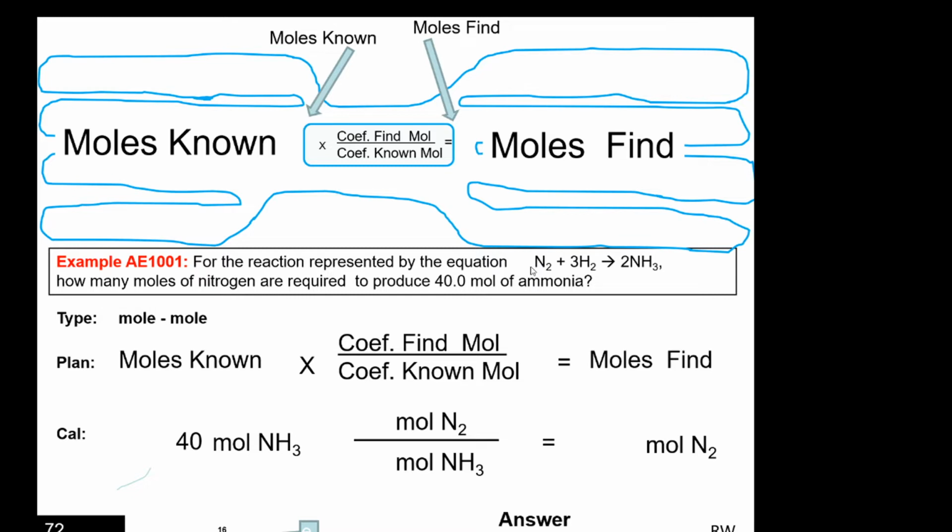You should just always do a quick check to see if the equation is balanced. And then in front of the ammonia, there's a 2. So your mole ratio is 1 mole of nitrogen over 2 moles of ammonia. Before you begin your math, always check your units. So your moles of ammonia cancel here and here. Now you can do the math. This one you could probably do in your head. So on a good day, I can. 40 times 1/2 is 20 moles of nitrogen.